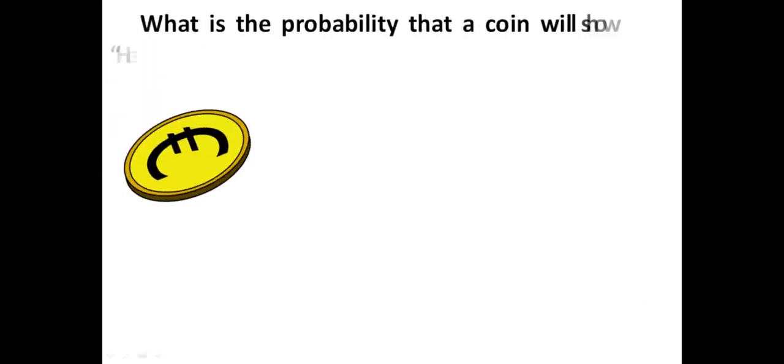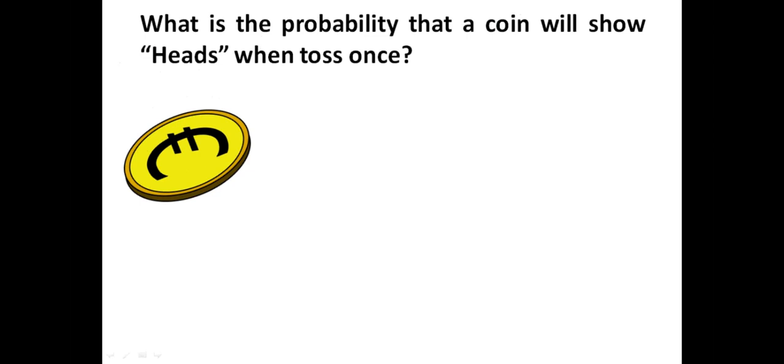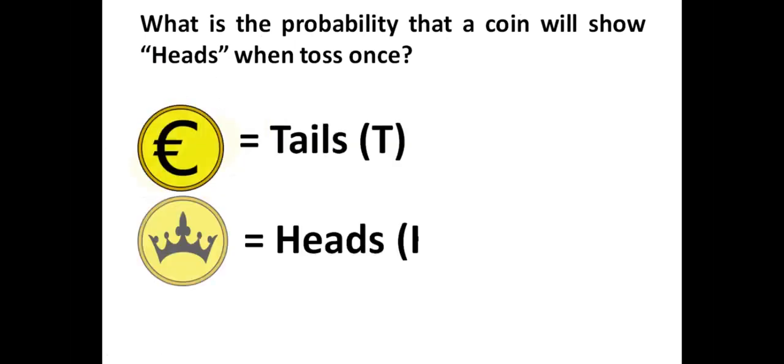For this we need a genuine regular coin, that is, a coin with two different sides and equally distributed weight. And then we would ask, what is the probability that a coin will show heads when we toss it into the air? We know that a coin has heads on one side and tails on the other, which we are going to refer to from now on as the letters H and T respectively.